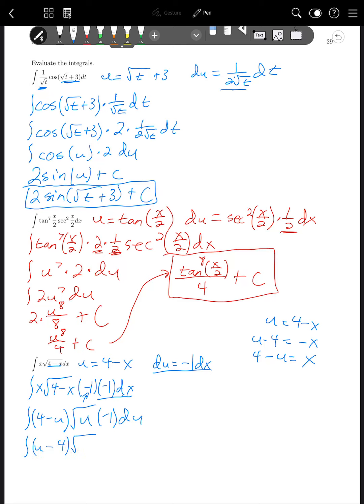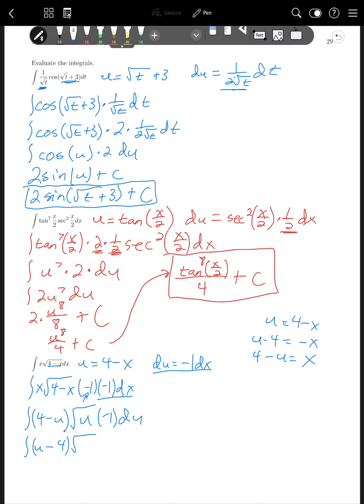And now I want to multiply these together, which is something I can do with what I have here now and turn it into a polynomial. So this would be the antiderivative of u minus 4 times u to the 1/2 du. And now we can distribute. So this is the indefinite integral of u times u to the 1/2, which is u to the 3/2, minus 4 u to the 1/2 du. And now that is something we can take the antiderivative of, because those are just terms to an exponent.